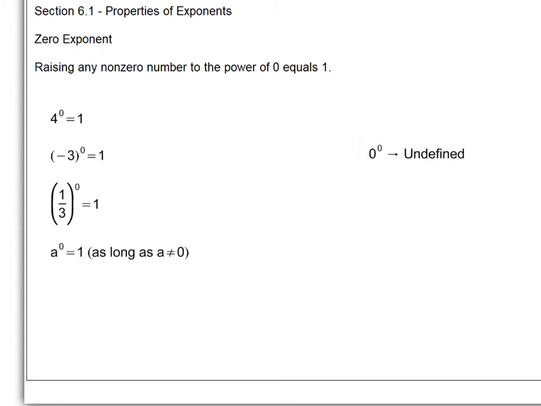0 to the 0th power is undefined. It does not have a particular value. It's not positive, negative, 0. It's not 1. There's nothing we can give there for a final answer. So anytime you get 0 to the 0th, it's just undefined.